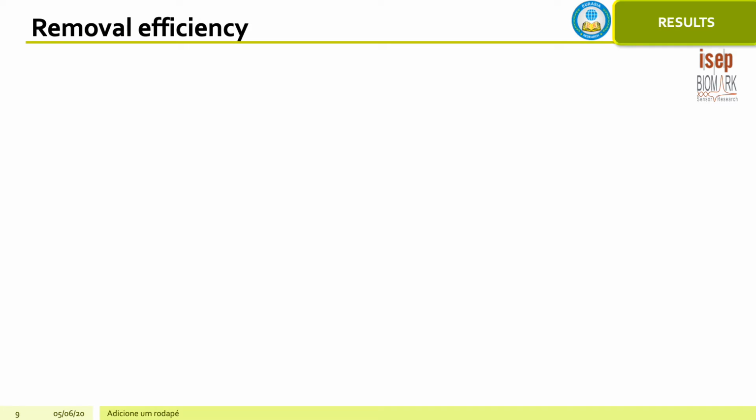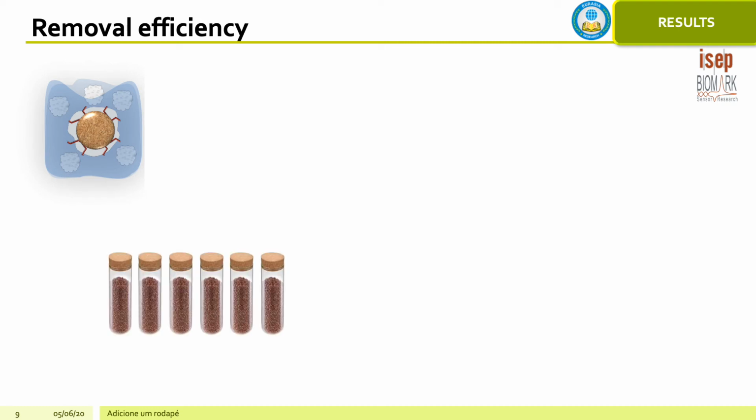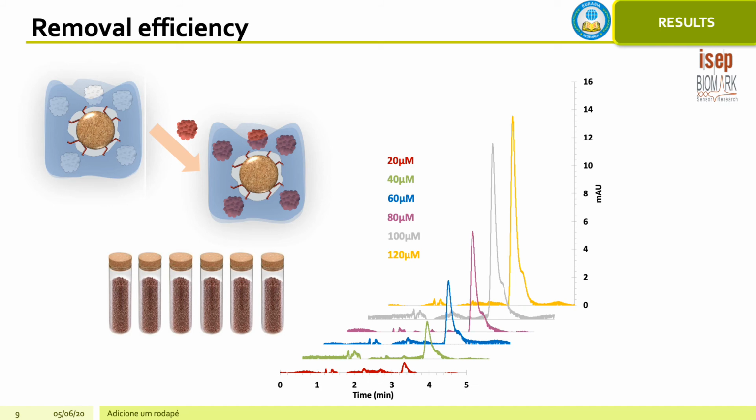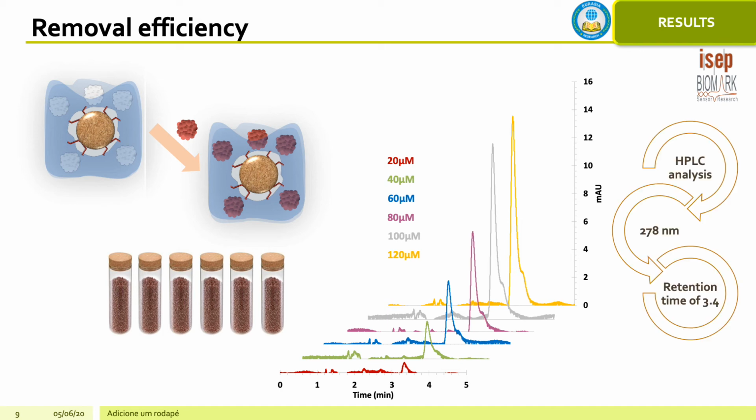For removal efficiency study, the cork MIP material was added to 6 flasks which contained 3 ml of NOR solution with concentration from 20 micromolar to 120 micromolar. The binding ability of cork MIP to NOR was monitored by HPLC, and this figure shows a chromatogram of HPLC analysis of the NOR that is plotted at 278 nanometer for different concentration, and the NOR was detected with retention time of 3.4 minutes.